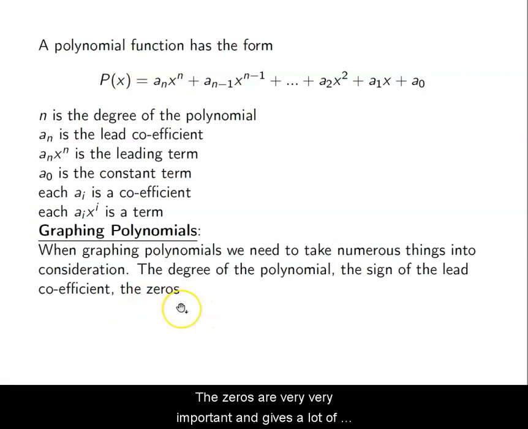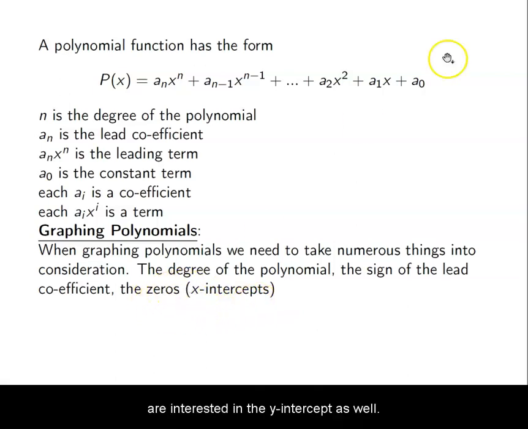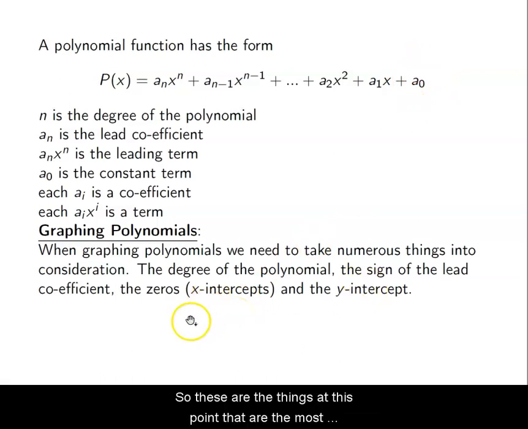The zeros are very, very important. They give us a lot of information about the graph. So when I say zeros, I mean the x-intercepts, but we are interested in the y-intercept as well. So these are the things at this point that are the most important to us.